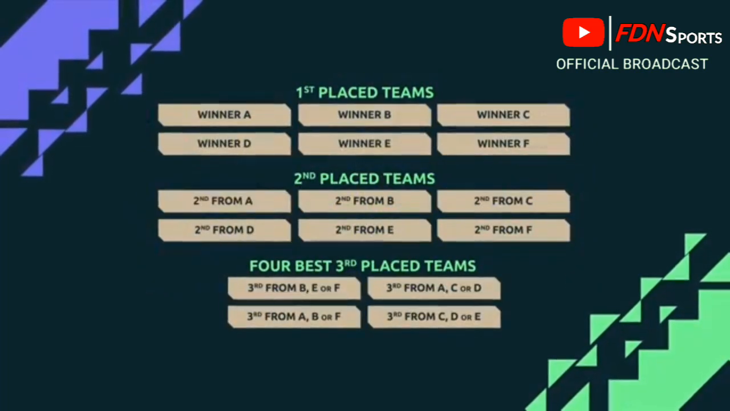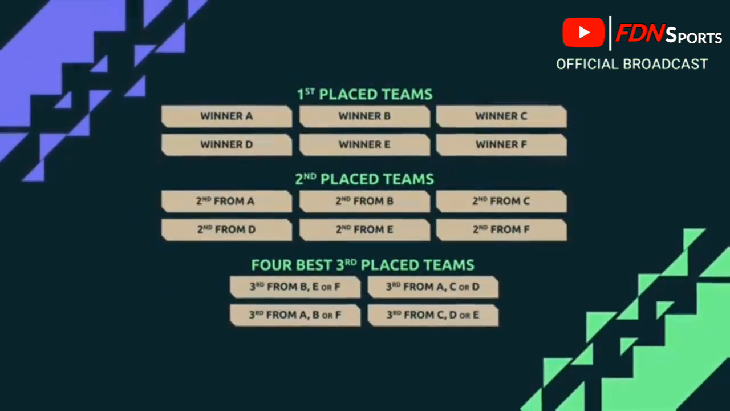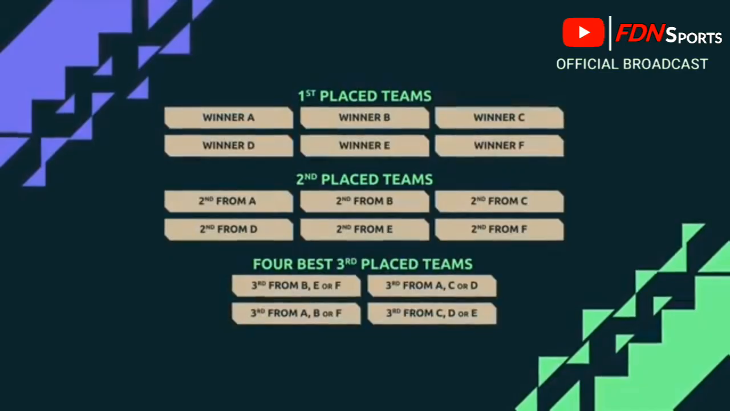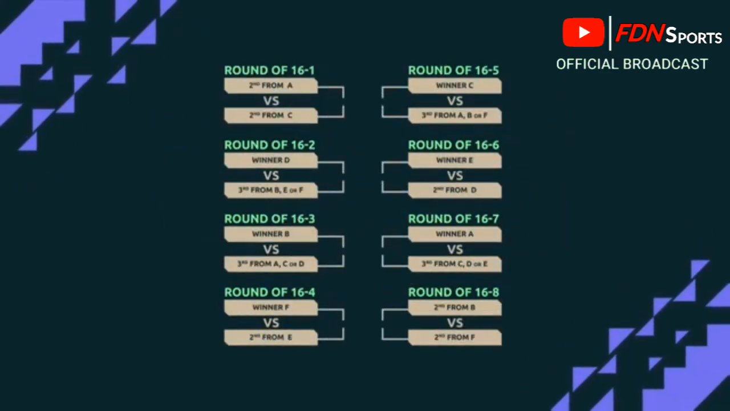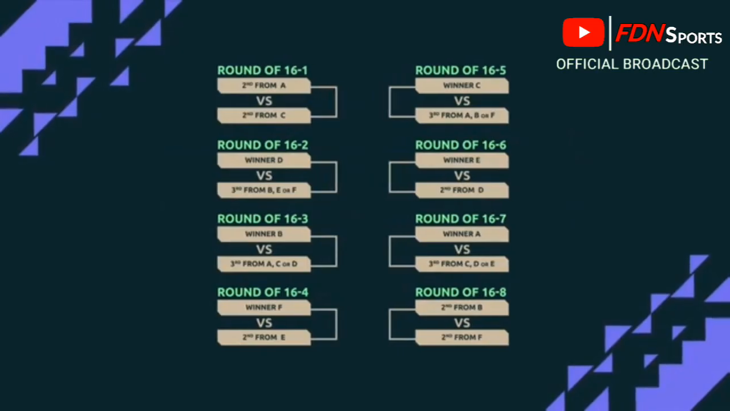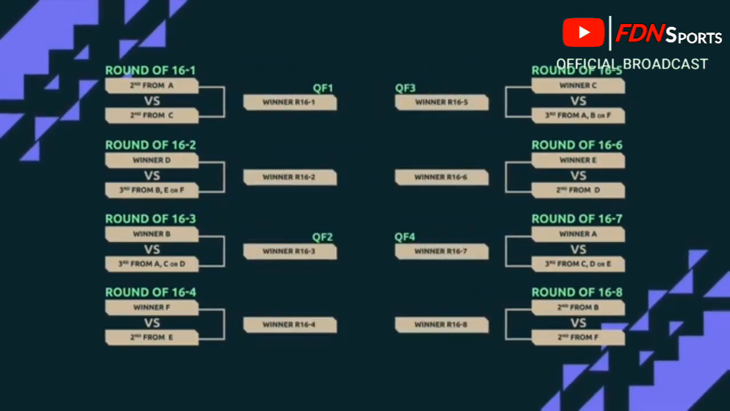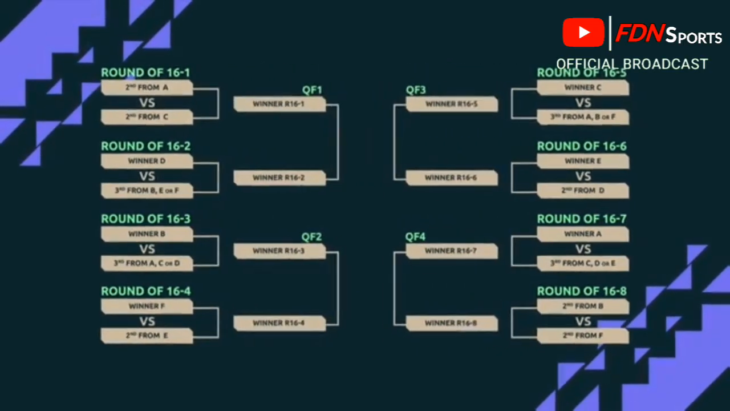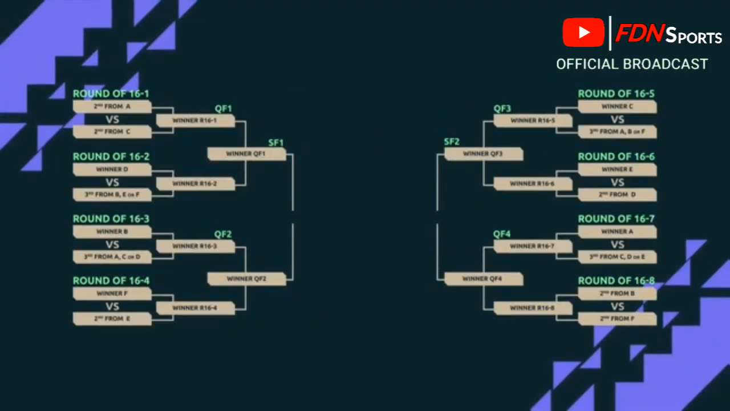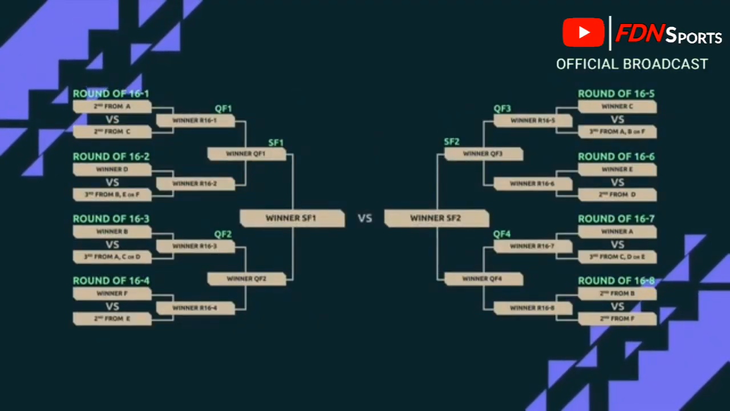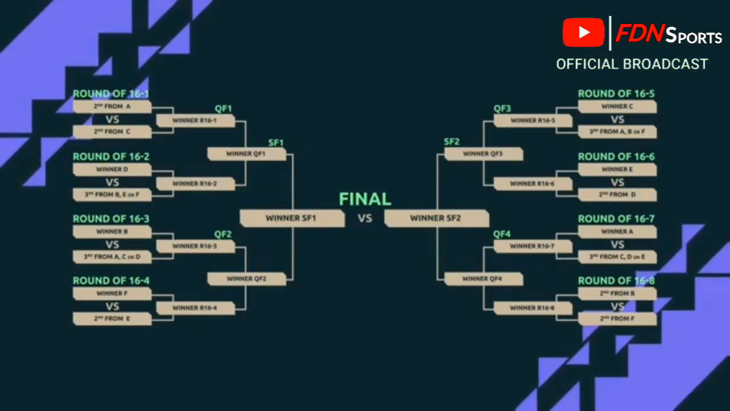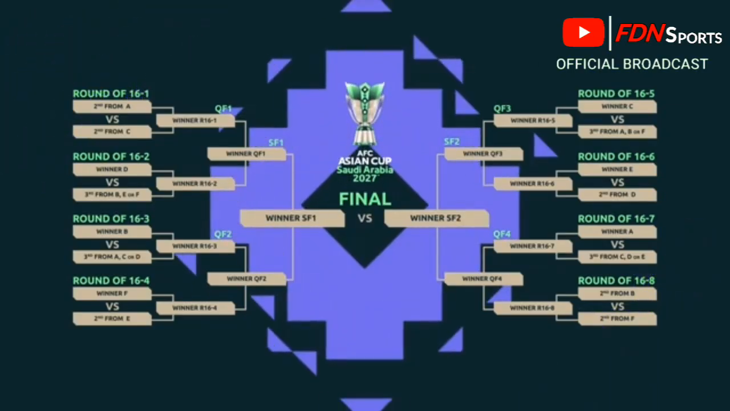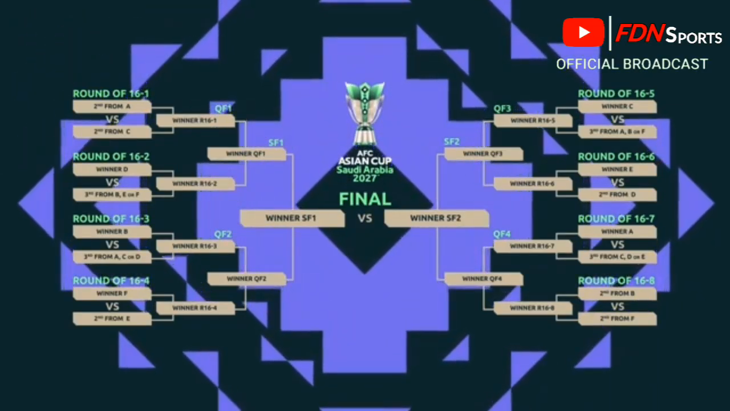The first and second place teams in each group, as well as the 4 best third-place teams, will qualify for the round of 16, where the winners will advance to the quarterfinals before the winners eventually qualify for the semi-finals. The winning semi-finalists will advance to the final match, where the winner will be crowned as the AFC Asian Cup Saudi Arabia 2027 champions.